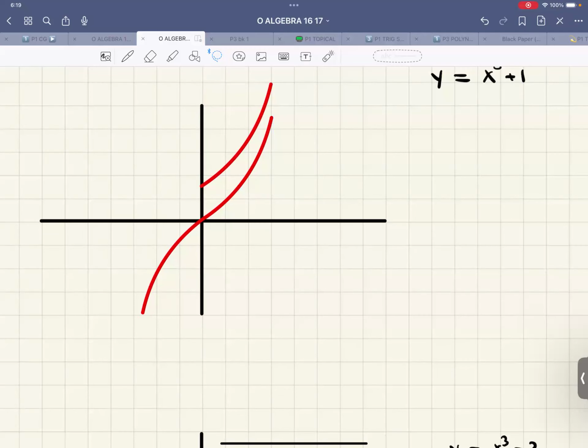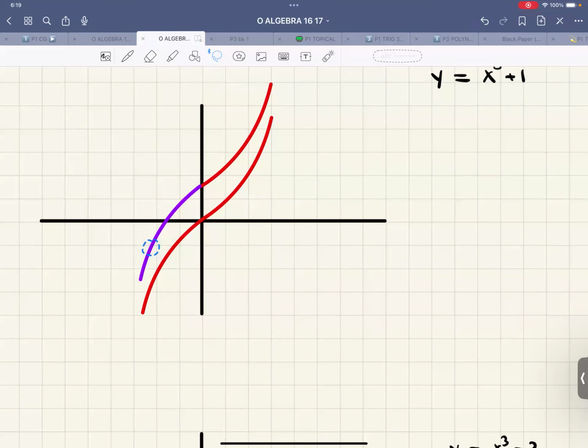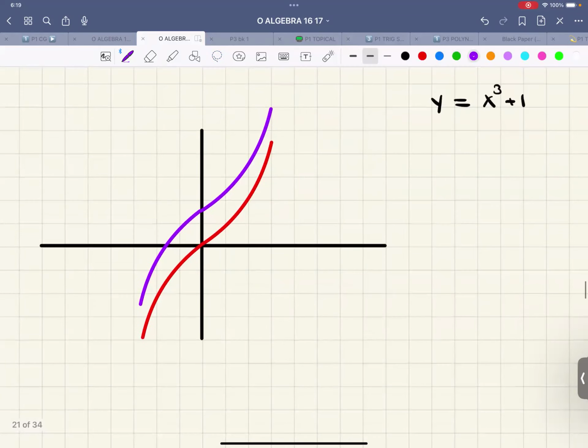So this one and this portion right over here, we know that when it is plus 1, the graph is shifted vertically up. So let me just change the color. Let me make it purple. That's like this. So the purple graph, that is y equals x cubed plus 1.